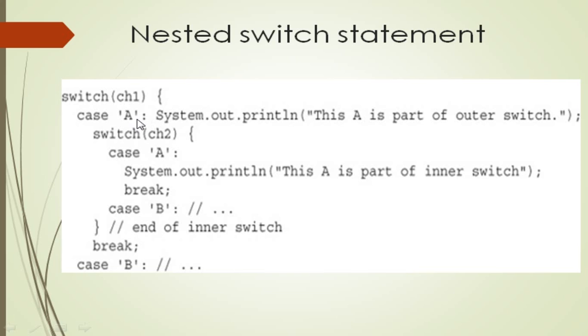If it is true, it enters inside and it prints. After printing, it goes to the switch CH2, that means a sub menu. Okay, another switch statement inside case A. So here again you have another case variable, and it checks whether the case A is equal to the switch variable.